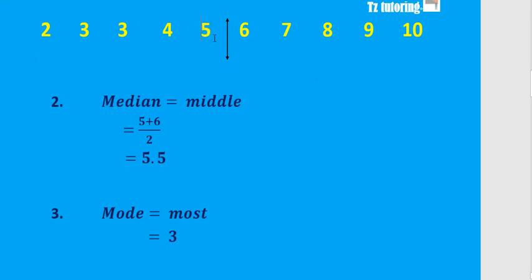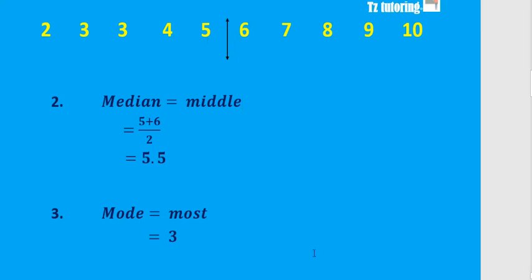We've got 1, 2, 3, 4, and 5 values on the left. We also have 1, 2, 3, 4, 5 values on the right. So we've got 5 on the left and 5 on the right. So that is how we know that our median lies between 5 and 6.